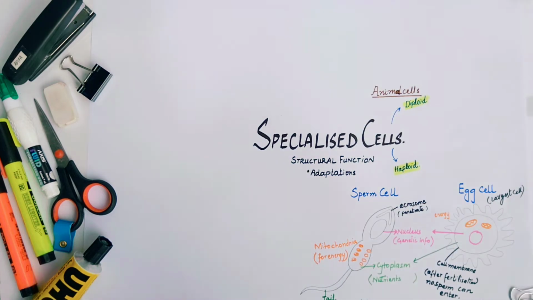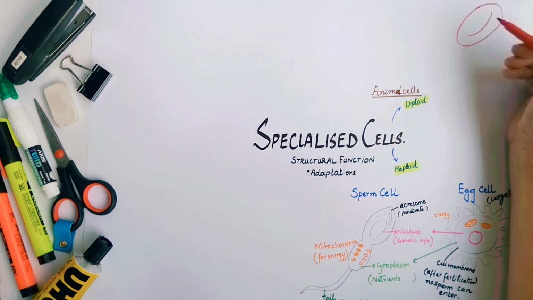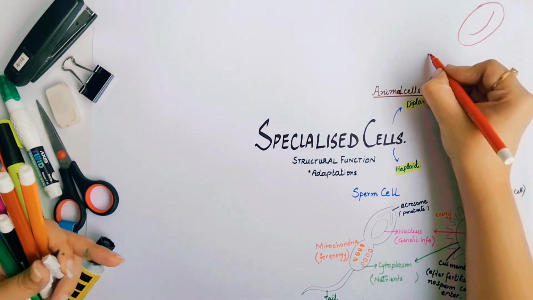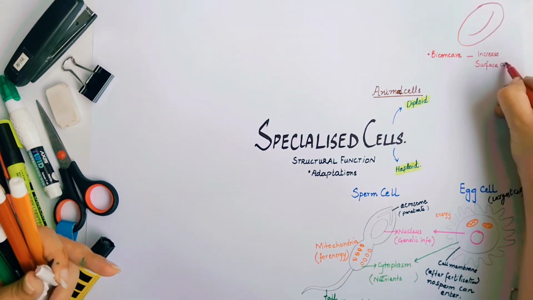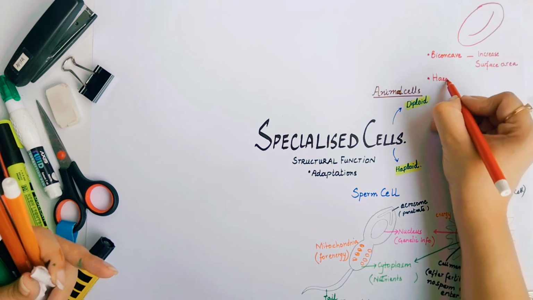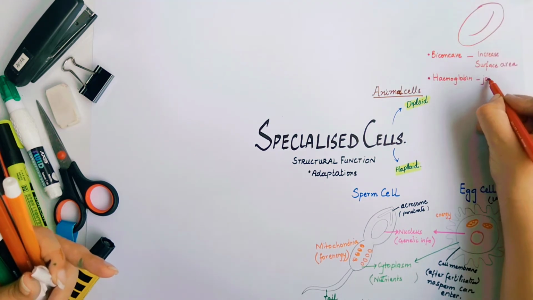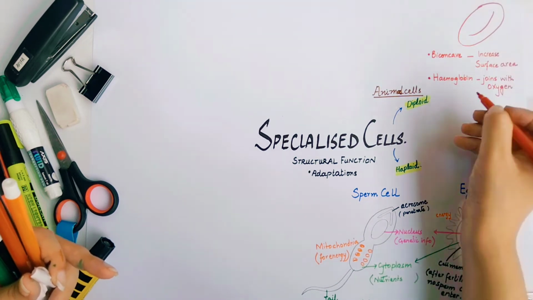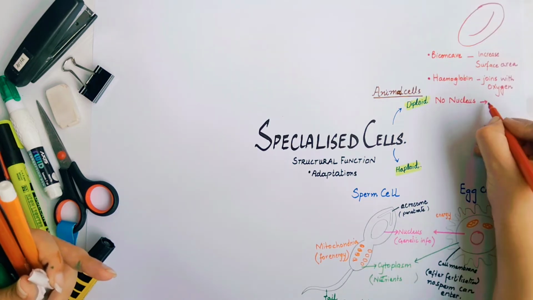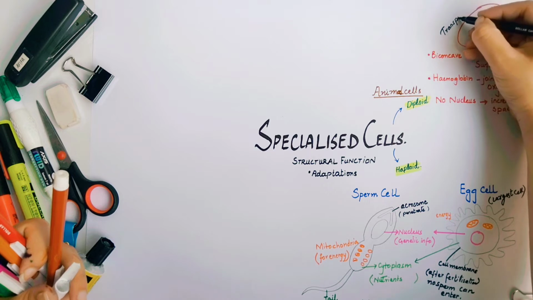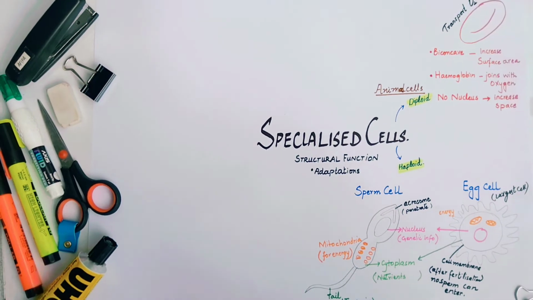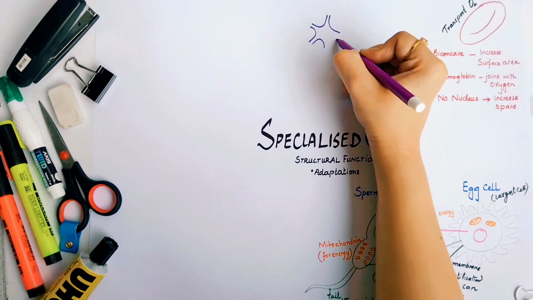Okay, so now let's talk about some special cells that are present only in animals. As we can see, the red blood cell is of biconcave shape. The biconcave shape allows it to increase the surface area. It has hemoglobin, which allows it to bind with oxygen. It has no nucleus, which allows more space to carry oxygen. So the basic function of the red blood cell is to transport oxygen.